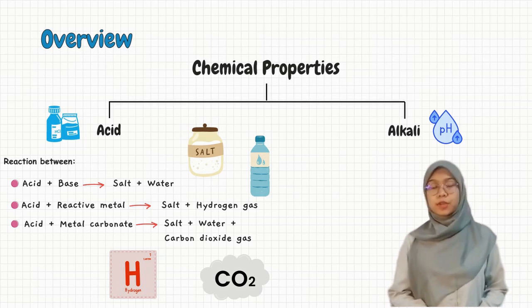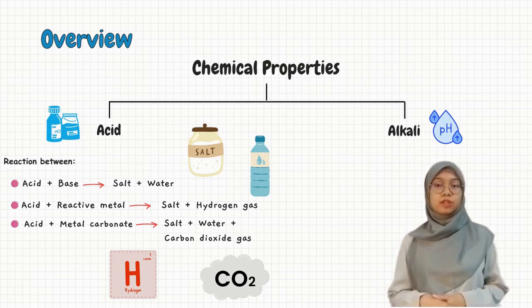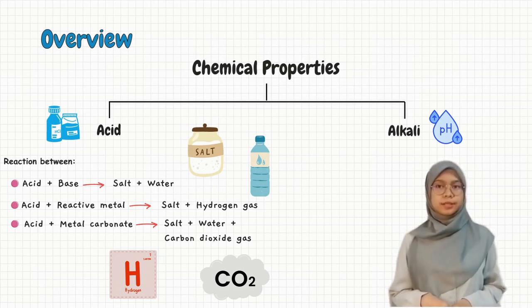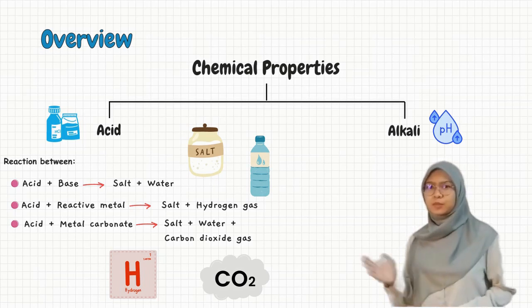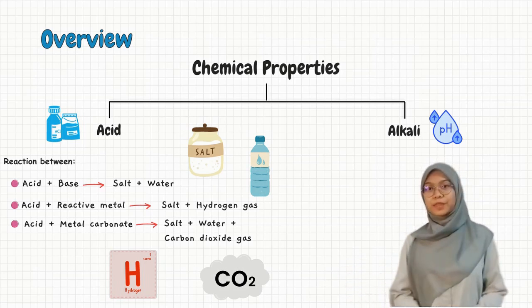The first one is when acid reacts with base, it will produce salt and water. Next, when acid reacts with a reactive metal, the reaction will produce salt and hydrogen gas. How do we want to identify that the gas produced is hydrogen? That we are going to discuss later.